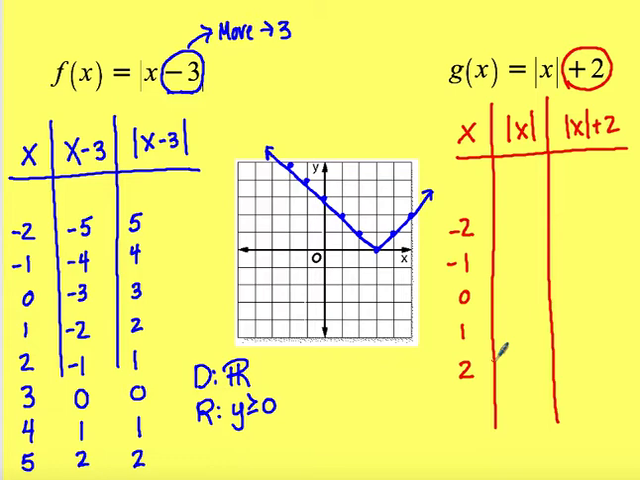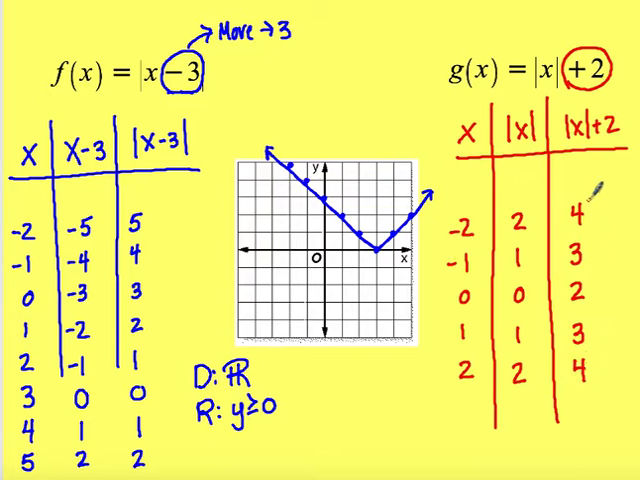Eventually, we're going to be able to see maybe where a better starting point would be. So I'm going to take those 5 points, and the first thing I'm going to do is absolute value them. So they're all going to become positive values. Now I'm going to add 2. So that becomes 4, that becomes 3, 2, 3, and 4.